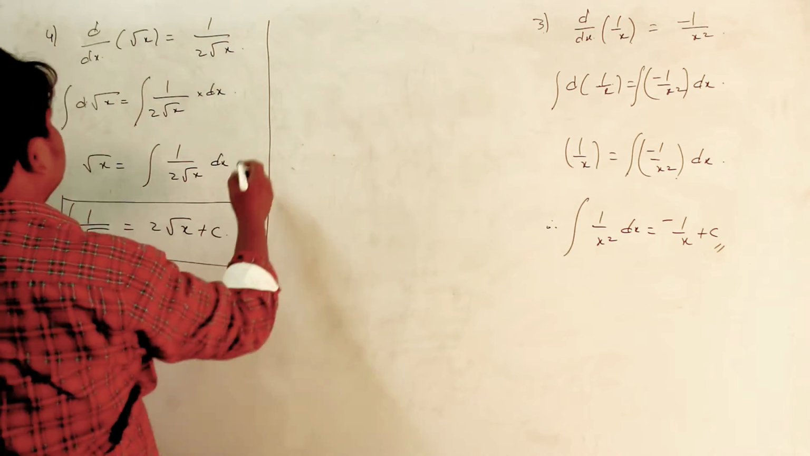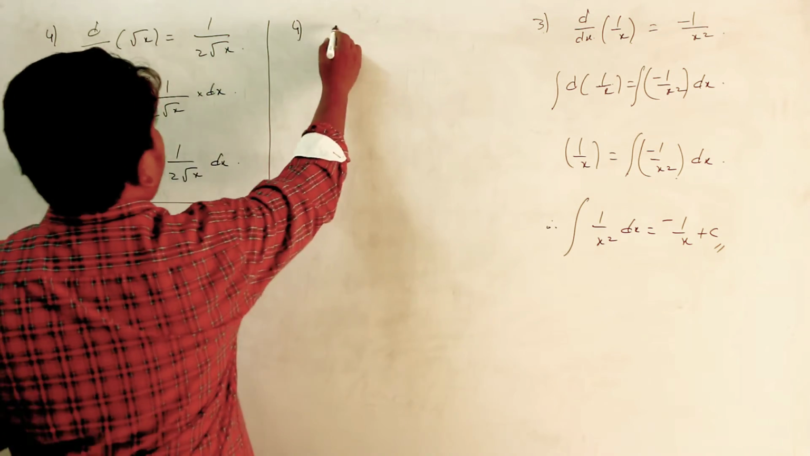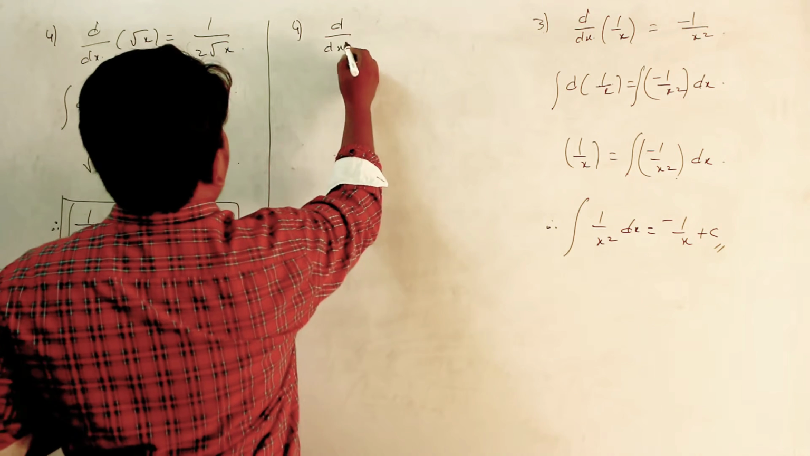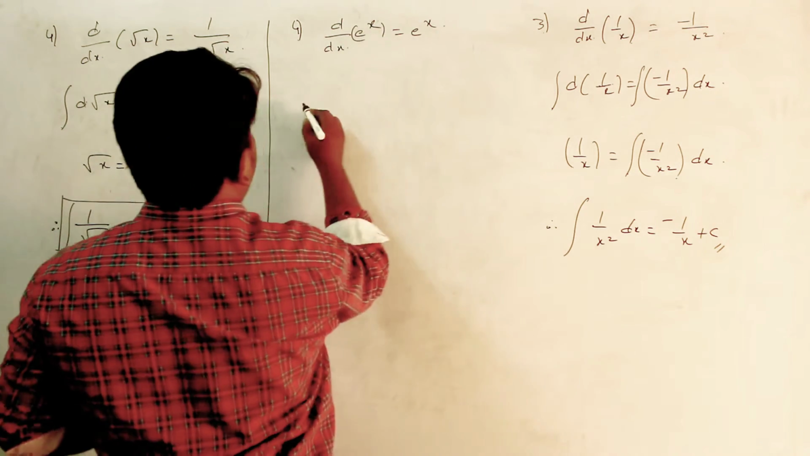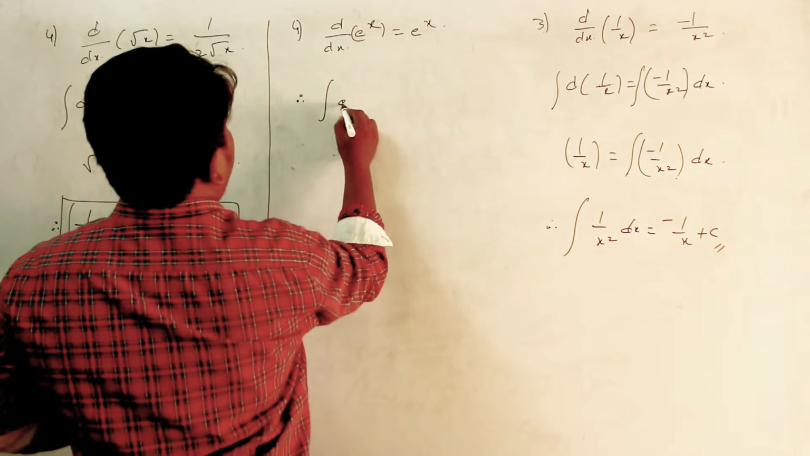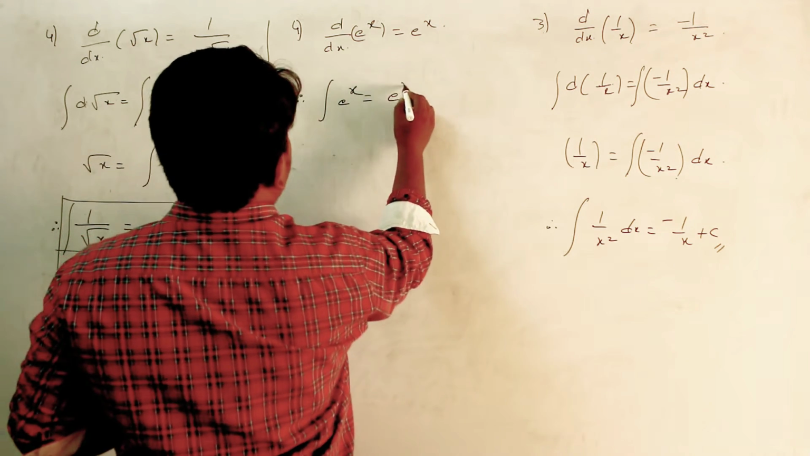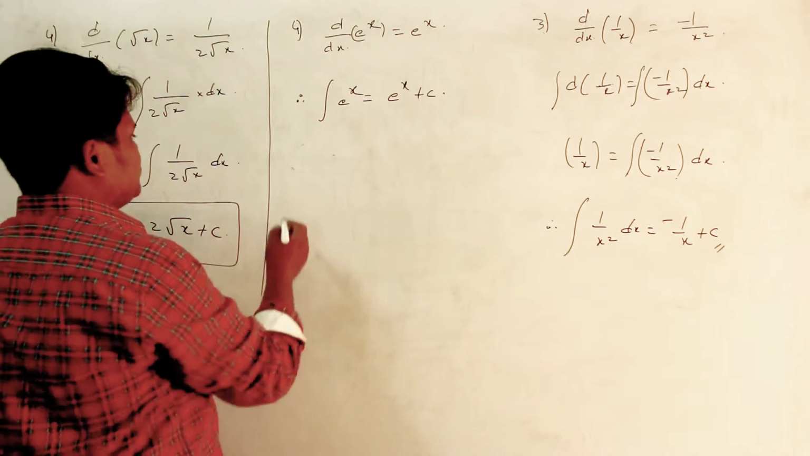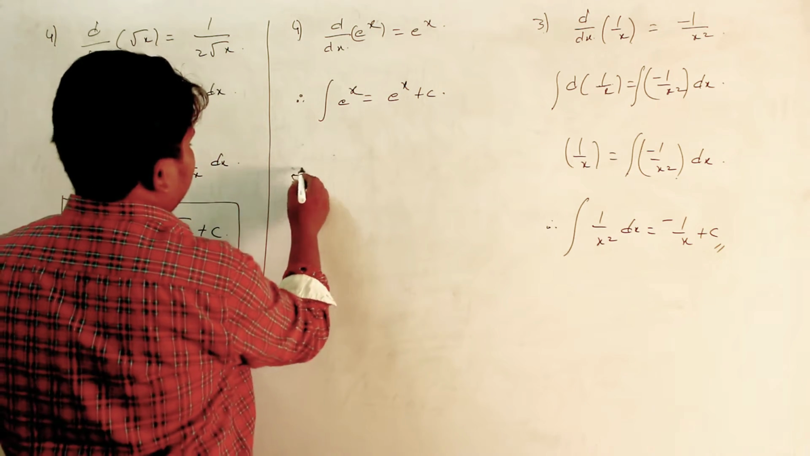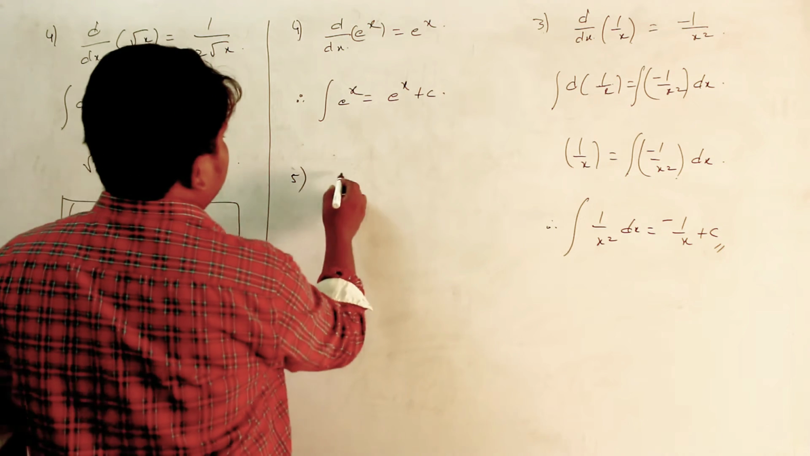Similarly, let us see one more formula. d by dx of e power x is equal to e power x. Therefore, we can write integration of e power x is equal to e power x plus c. The same formula doesn't change in this condition. Let us see one more relation.